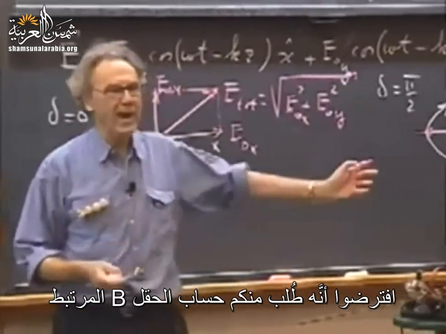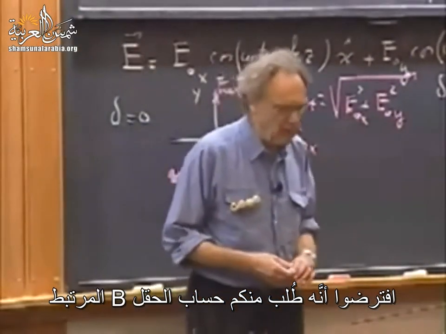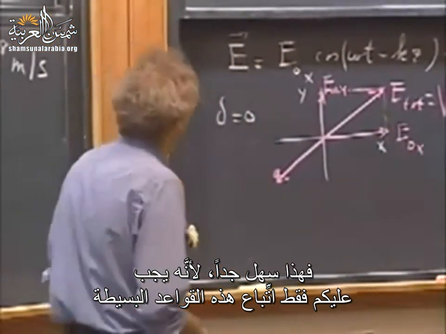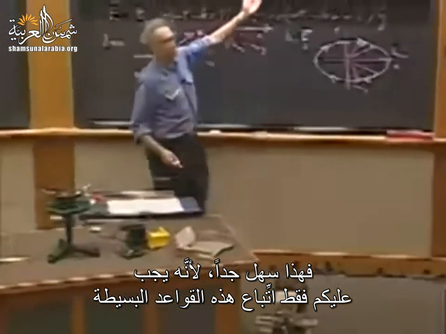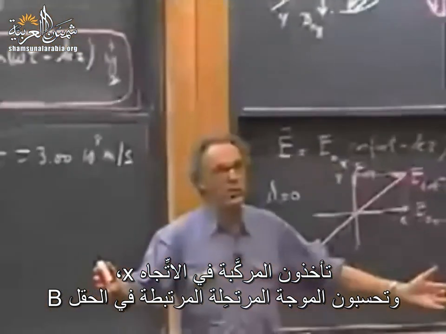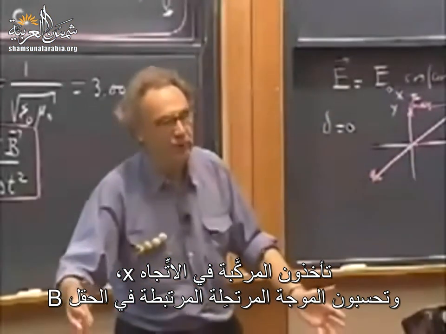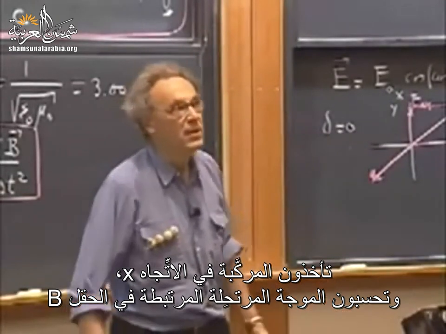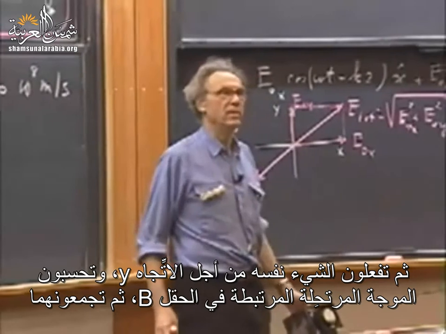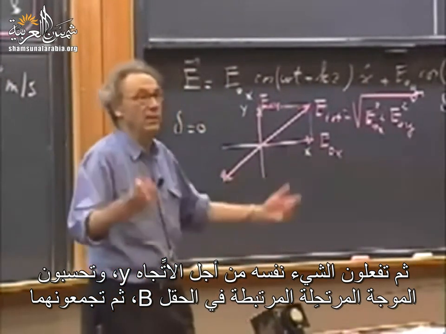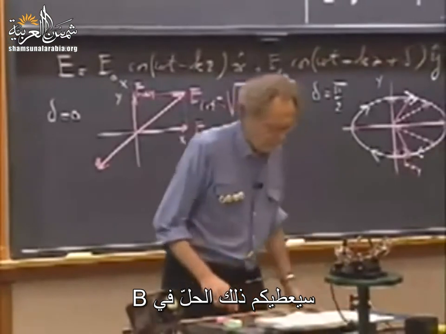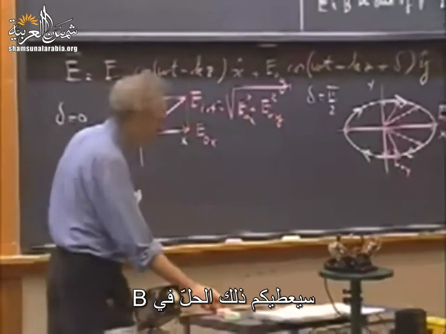Now, suppose you were asked to calculate the associated B field. That's a piece of cake, because you just follow these simple rules. You take the component in the x direction and you calculate the associated traveling wave in B, and then you do the same for the y direction and you calculate the associated traveling B wave, and you add them up. That gives you then the solution in B.